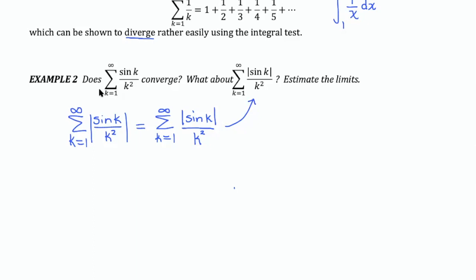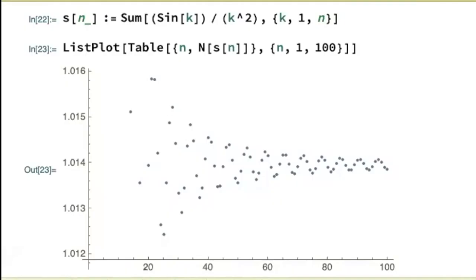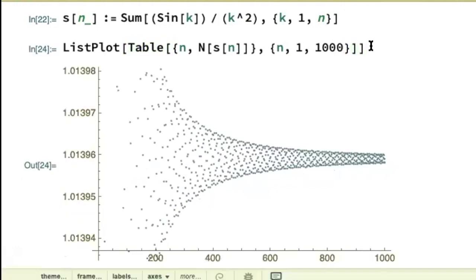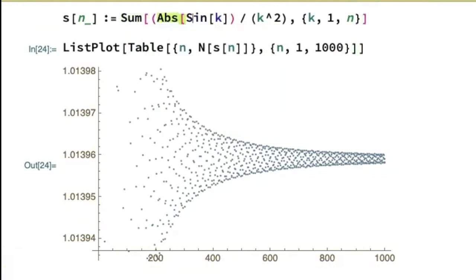Now let's take a look at the behavior of each of these series using Mathematica. I've asked Mathematica this time to show me the plot of the partial sums. This is for the original series without the absolute value in it. And you get this cool graph. And if I increase my range of n values, you get an even cooler looking graph. But clearly, these partial sums do seem to be converging to a number somewhere around 1.01396. Now I can go back up and put in absolute value bars around the numerator.